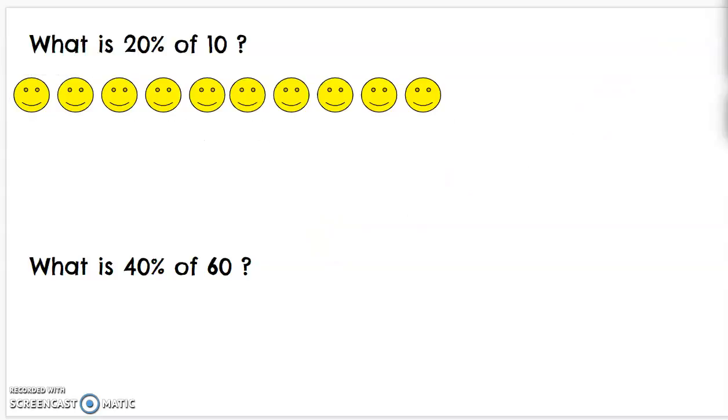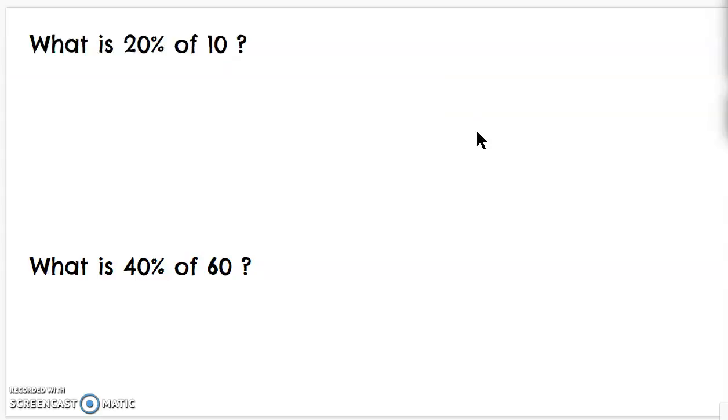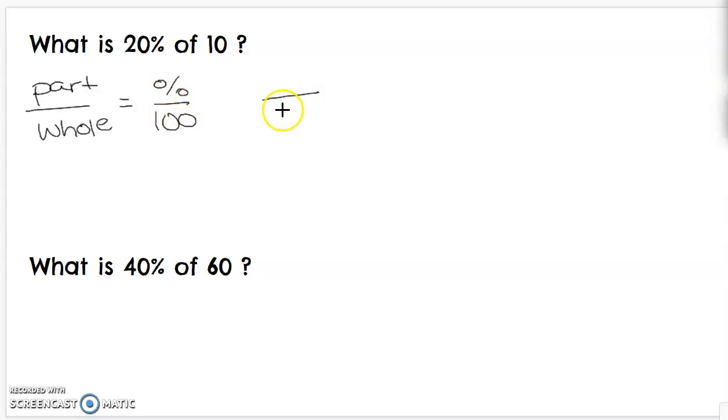Now, if we are looking at the percent proportion, like how to set it up, and that's more of what we did in 6th grade, remember that we would have part over whole equals our percent over 100. So for this particular problem, remember I had a total of 10 smiley faces, so 10 would be on the bottom. X would be on the top, that's what was missing. And then 20% would be 20 over 100.